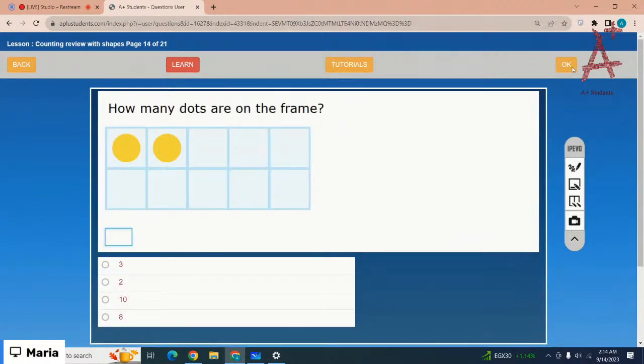How many dots are on the frame? Yes, there are only 2 dots on the frame. The correct option is, very good, 2 it is.